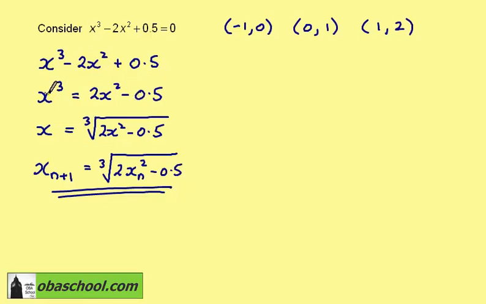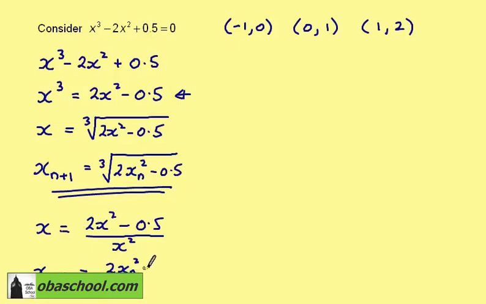Let's go back to this step here and arrange differently. So starting from this step, we could just simply divide both sides by x squared, giving x is 2x squared minus 0.5 over x squared. This would give us the iteration formula xn plus 1 is 2xn squared minus 0.5 over xn squared. We haven't investigated this iteration formula, so we don't know exactly what this will do.